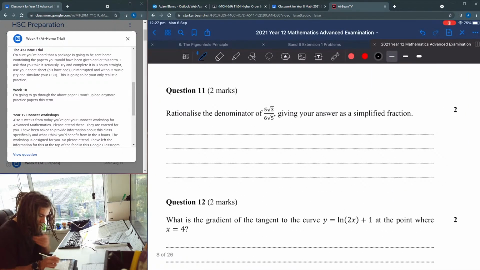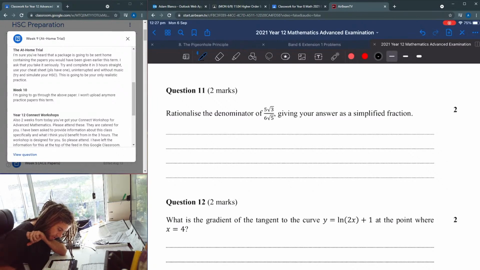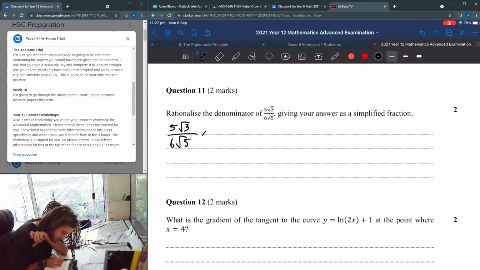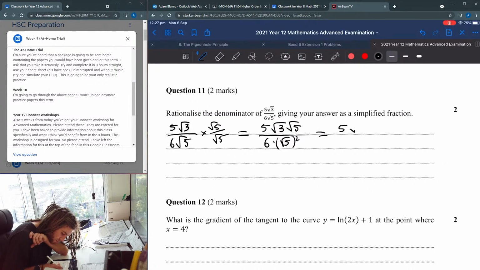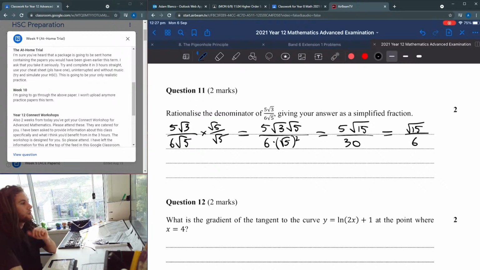Alright, rationalize the denominator. That's easy. I'm going to times the top and the bottom by root 5. You don't have to do 6 root 5, just root 5. So 5 root 3 on 6 root 5 times by root 5 on root 5. That's equal to 5 root 3 root 5 on 6 times root 5 squared, which is 5 root 15 on 6 times 5, which is 30. And I can simplify that to root 15 on 6.